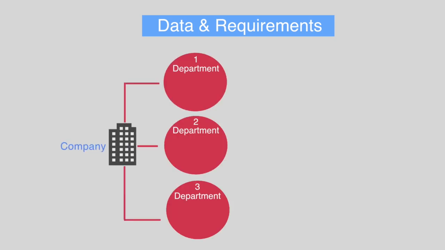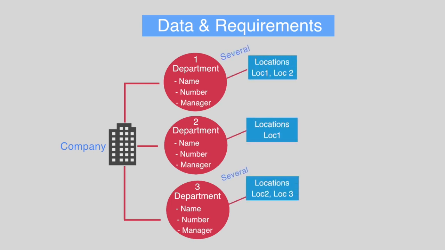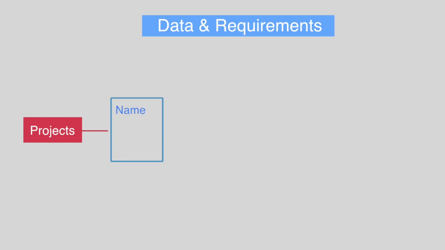The data requirements of a company database are as follows. A company has several departments in it. Each department has a unique name, a unique number, and a manager for the department. A department can have several geographical locations. A department can control a number of projects. Each project has a unique name, a unique number, and a single location.